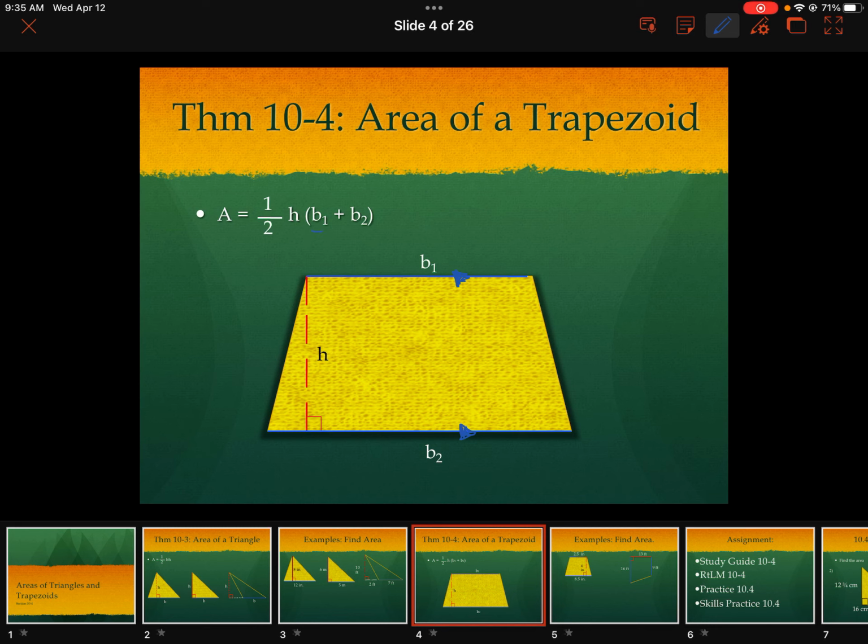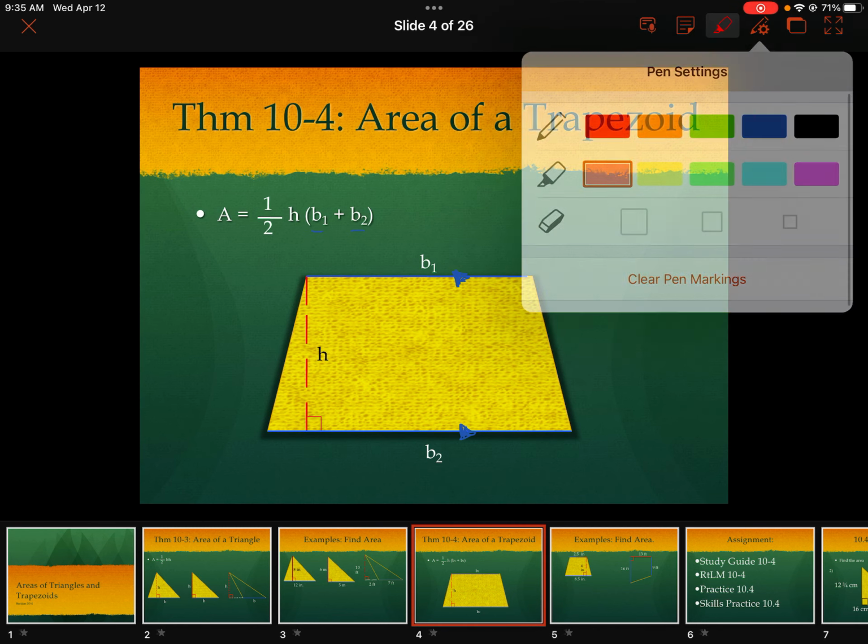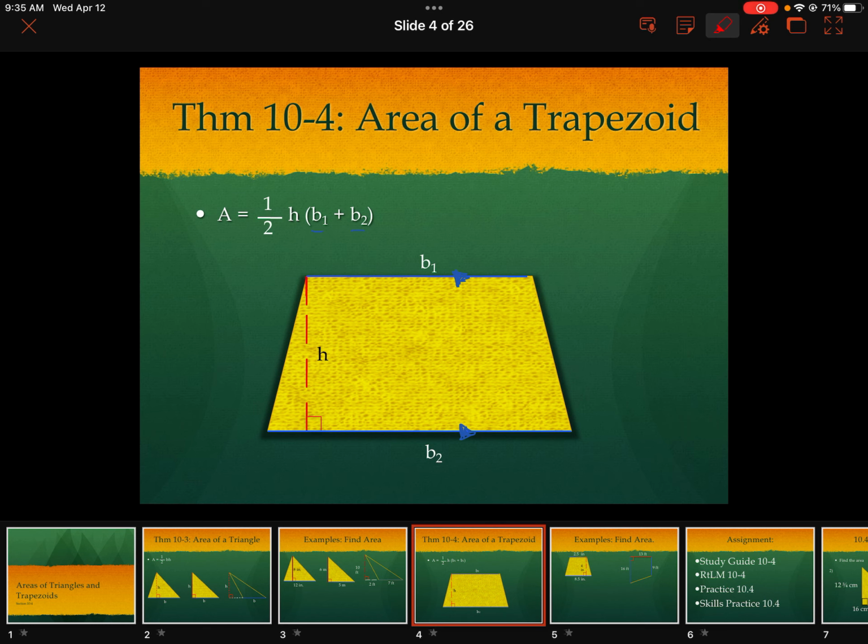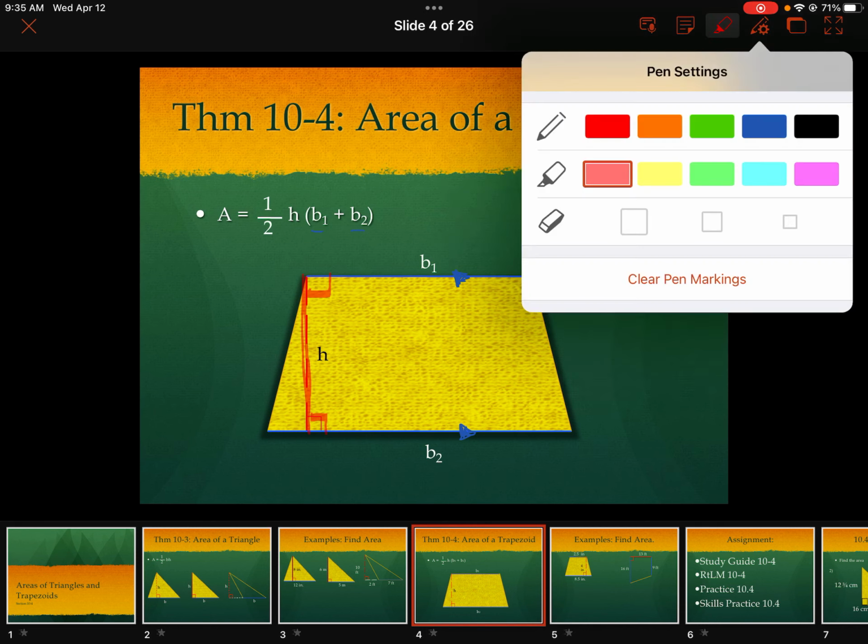You're going to add those two bases together, B1 and B2, and you're going to multiply it by the height of the figure. Now, notice how this height, it's vertical in this diagram. It doesn't always have to be vertical, but it's a segment that connects the bases at a right angle. So the height is perpendicular to the bases, just like it was in a triangle. Add those base lengths, multiply by the height, and then take half of it.